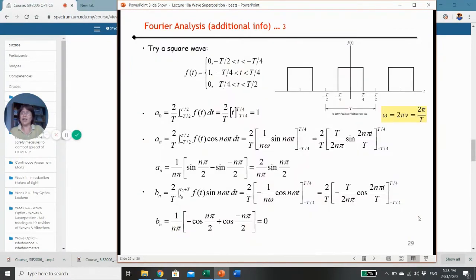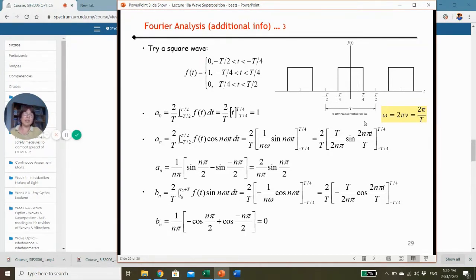So let's try a square wave represented in this form, whereby the series will take a value of 0 from negative T over 2 to negative T over 4. From negative T over 4 to positive T over 4, it has a value of 1. And from T over 4 to T over 2, it has a value of 0. So that's one whole period here.